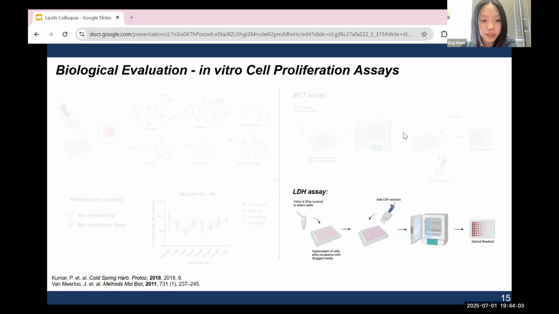After incubation with drug media, some of the supernatant is removed and placed into separate flat bottom plates. Triton X, a lysing surfactant, is then added to select wells where there are no drugs to act as a positive control. An LDH solution is premixed and added into the supernatant media, and the plates are incubated. The Triton X controls will be the darkest red in color, and one can then calculate the percentage of LDH released by scanning the plate through a plate reader.